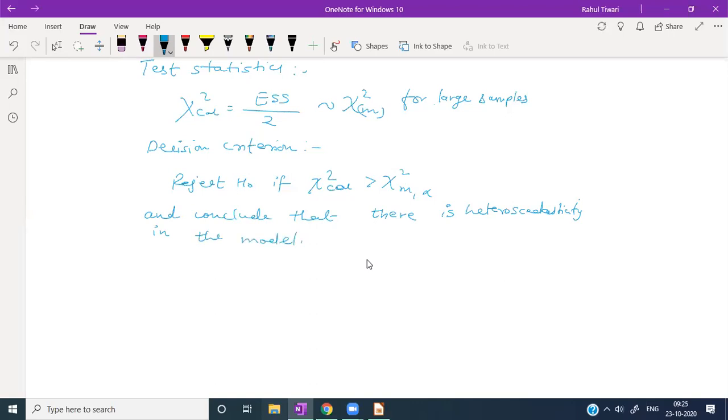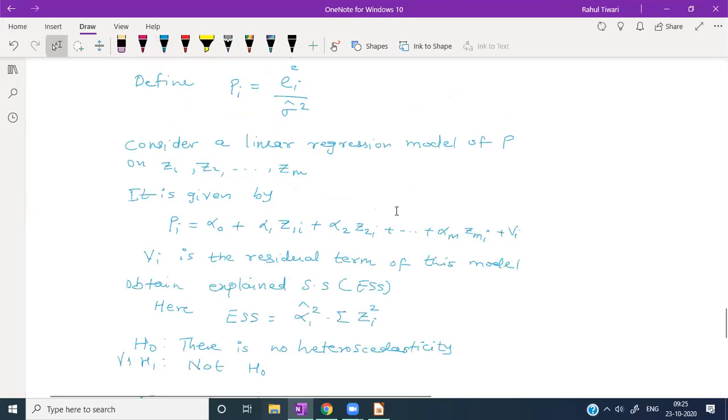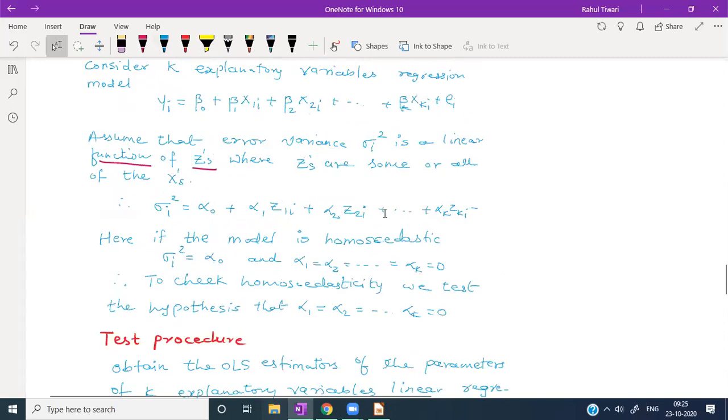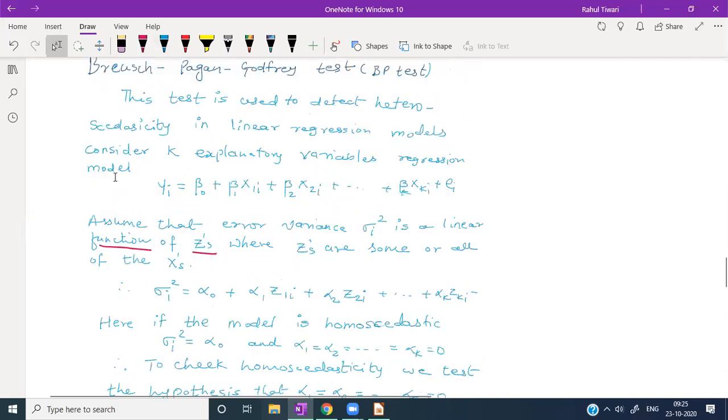So with this your test procedure is over. See, it is not very difficult, I think. You have to just think a little bit in a different sense. So this is the model.